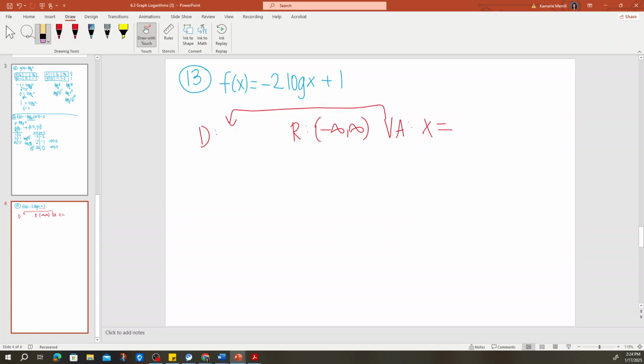So this is all I look at for my domain. I want to make sure my x stays above 0. That's it. That's how easy it is. It did not shift anywhere. So it's a lot like the parent function at x equals 0, and my domain is 0 to infinity, or x needs to be above 0. It's not bad, huh? So you guys can calculate that.